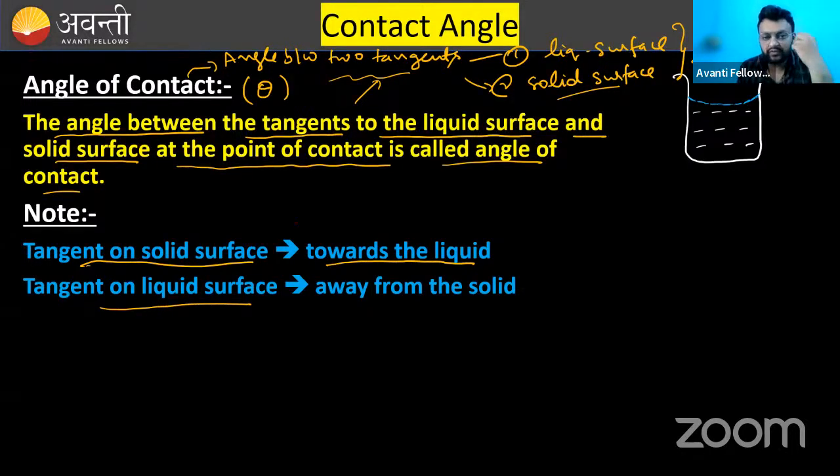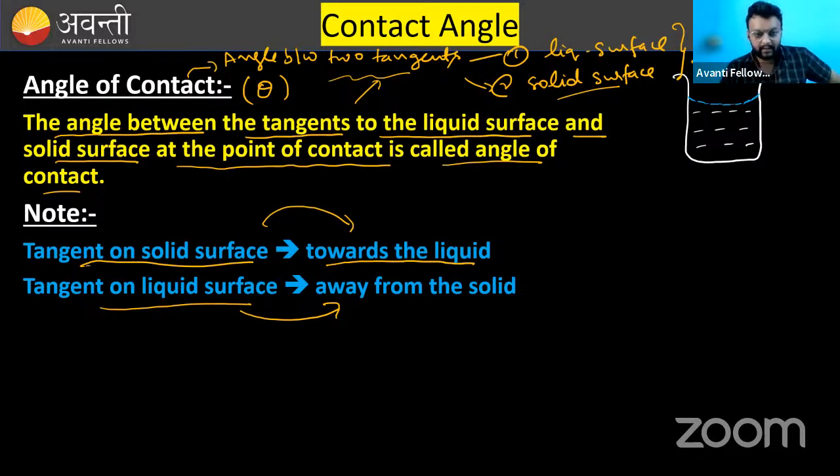You are drawing two tangents, one on the solid surface. The tangent drawn on the solid surface should be directed towards the liquid, and the tangent drawn on the liquid surface should be drawn away from the solid. Now I will draw some tangents for you.